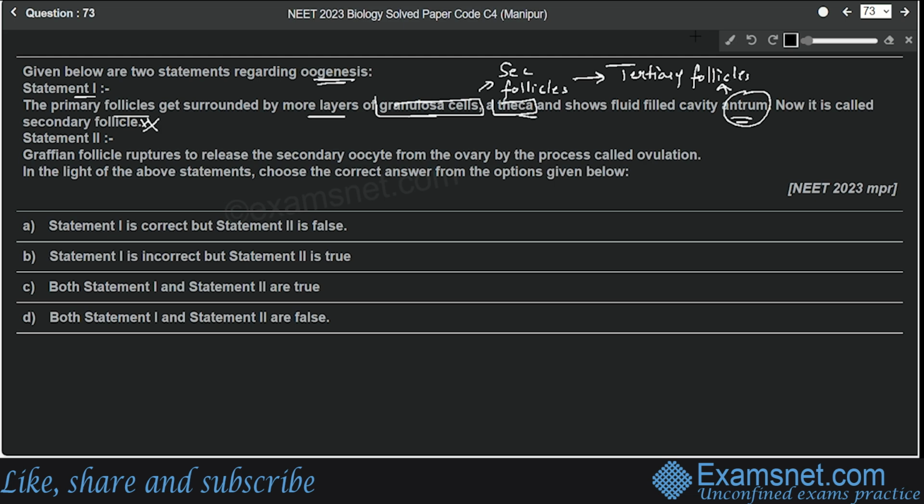The second statement says Graafian follicle ruptures to release the secondary oocyte from the ovary by the process called ovulation. So this is a correct statement. Okay, statement 1 is incorrect, but statement 2 is correct. So option B will be the correct answer.